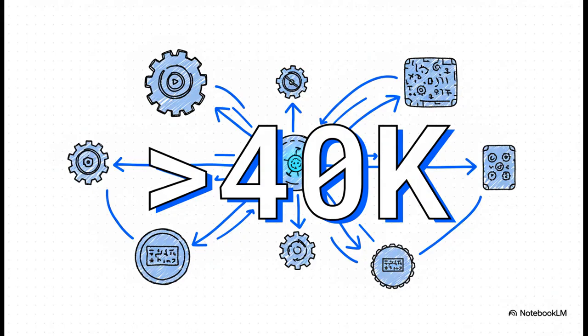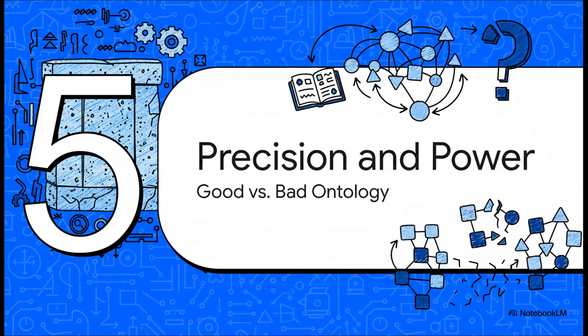And the scale of this is just, it's hard to wrap your head around. The gene ontology defines over 40,000 biological concepts. It's a shared language that connects thousands of scientists all over the globe, turning what used to be these isolated islands of data into one single, vast, interconnected continent of knowledge. It's incredible. But, and this is a big but, not all ontologies are created equal. Their power is tied directly to how precise they are. So in our final section, let's look at what separates a good one from a not-so-good one.